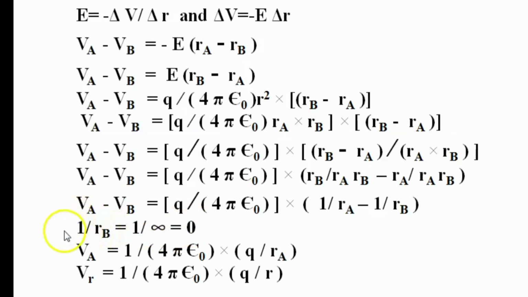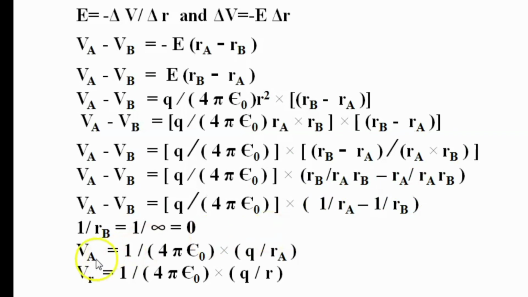So if point B is located at infinity, the distance from the positive charge Q to the point B, which is called RB, is equal to infinity, and 1 upon RB is equal to 1 upon infinity. Keep in mind that 1 upon infinity is equal to 0. So put 0 in place of 1 upon RB. So it will become 1 upon RA.